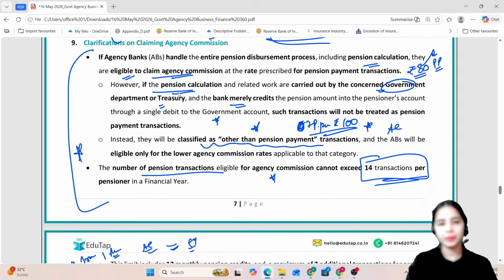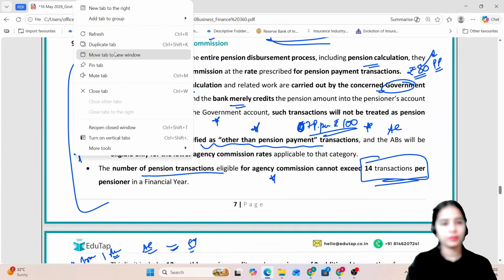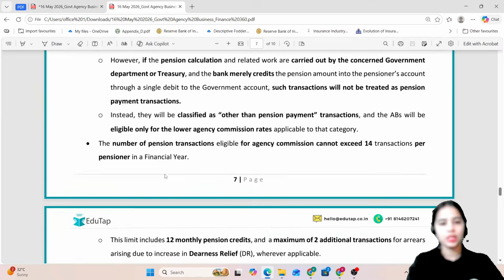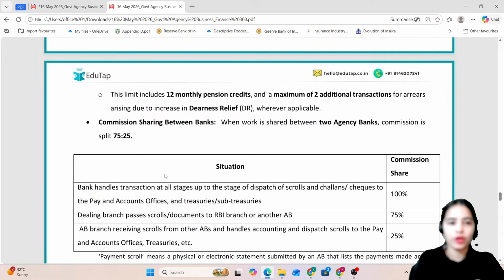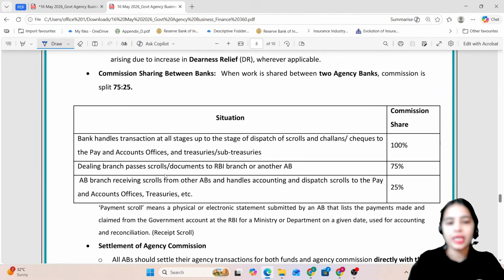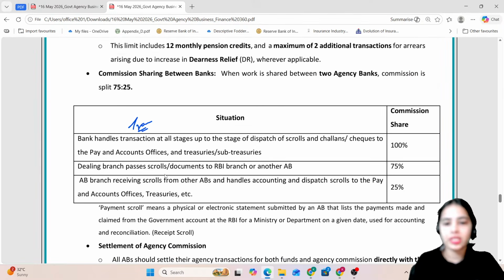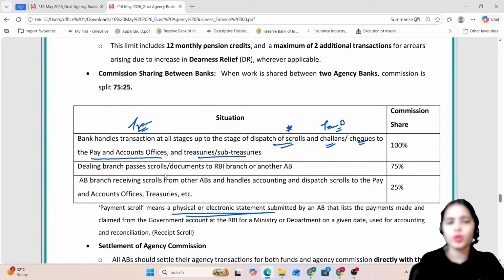So basically what is happening is that the bank is handling the whole process of doing the transaction, as well as dispatching the scrolls, the physical or electronic statement that has to be submitted, and the challans, that is the transaction documents or the checks, to the pay and account offices and treasuries or sub treasuries. So the whole process is handled by the bank.